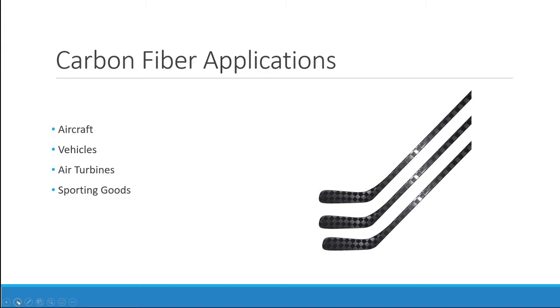So carbon fiber is a very innovative material that has been used more and more as the years have passed, and it's used in a lot of modern designs, some of which include aircraft, vehicles, air turbines, and even sporting goods, like you see in the picture there. It's used in hockey sticks now. Designers of these machines use carbon fiber solely because it is a strong material while being very lightweight, which makes these machines very efficient when you look at something like a power to weight ratio.